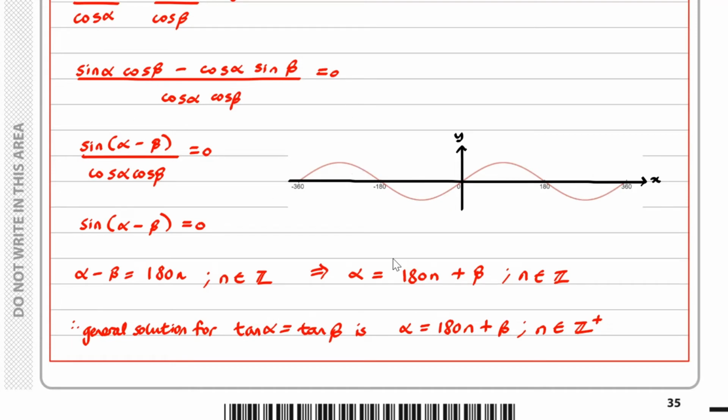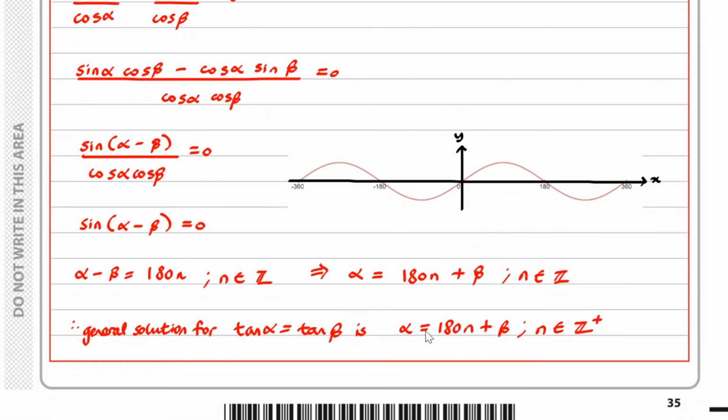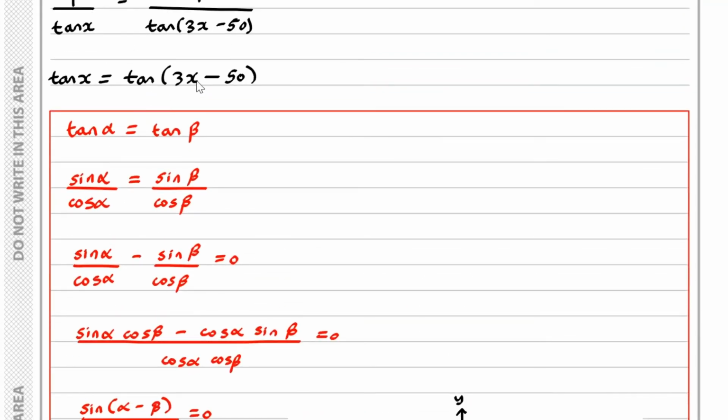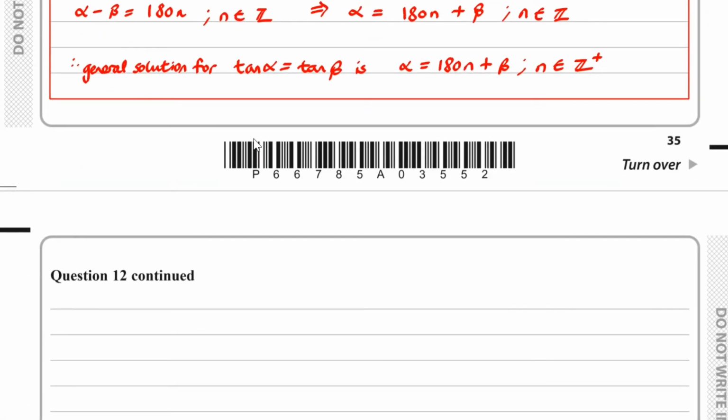So with that, how does this help us? Well, I said before that x is alpha over here and beta is 3x minus 50. So if we write that down, we have over here tan x equals tan of 3x minus 50.